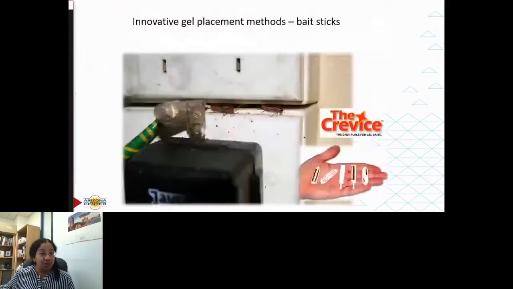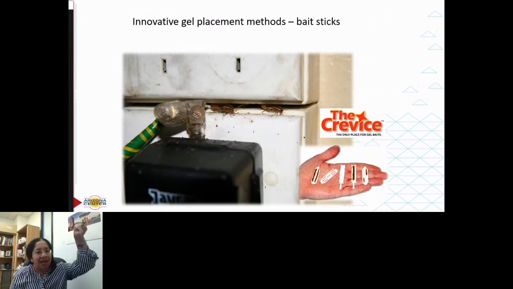And there are also other tools that you can use to deploy baits. There are bait sticks that you can use for hard to reach places, like behind heavy equipment that you cannot move frequently. You can put the bait on these bait sticks, and you can hang them using a thread or a metal wire hook that you can create, and you can place the bait there. And that's easy to check too. You can just remove that and see if the bait has been taken. So there are innovative methods of placement too.